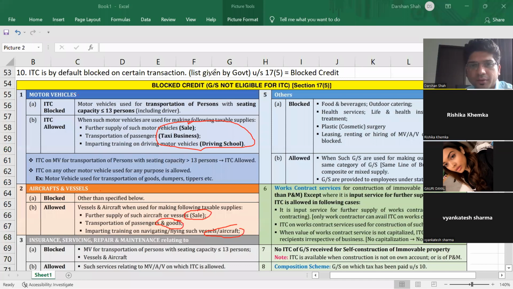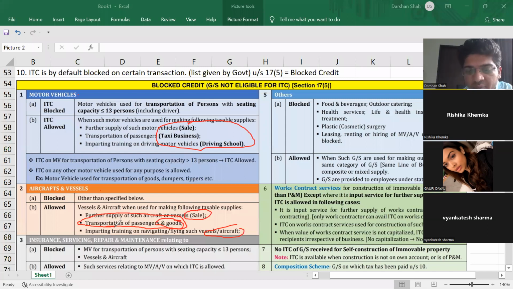If I am into the airline industry, yes, correct? Yes, sir, because that is my business. My business is transportation of passengers and goods, no? Correct? Then I'll get ITC.